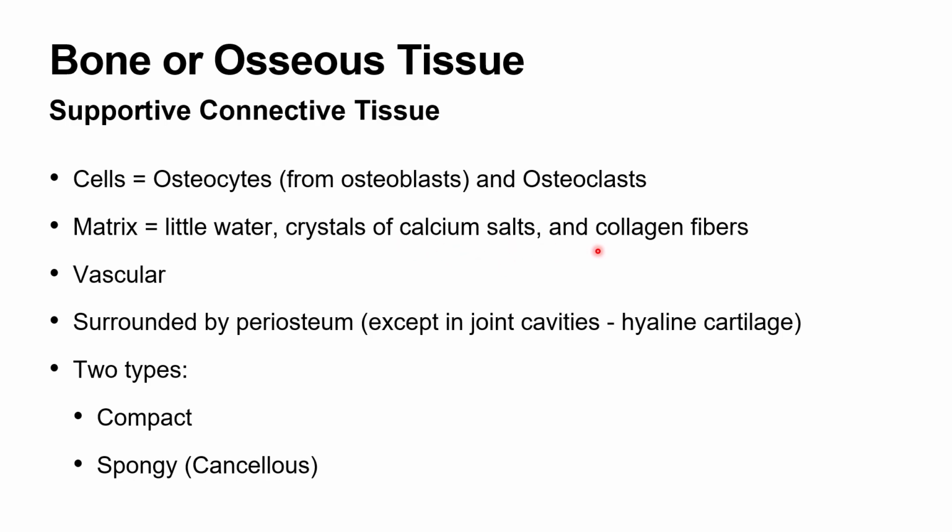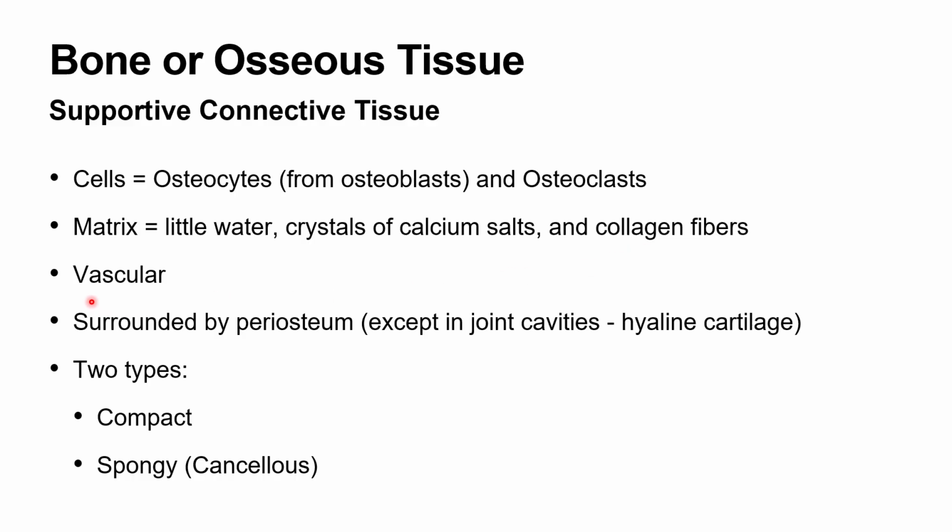And then there's going to be a fair amount of collagen fibers found in our bone as well. This is going to be important because the collagen fibers help to give our bones a little bit of flexibility, and that's very important because we don't want to have brittle bones. They're very susceptible to breakages that way. So we want to have a little bit of elasticity, a little bit of flexibility, and that comes by way of the presence of collagen fibers.